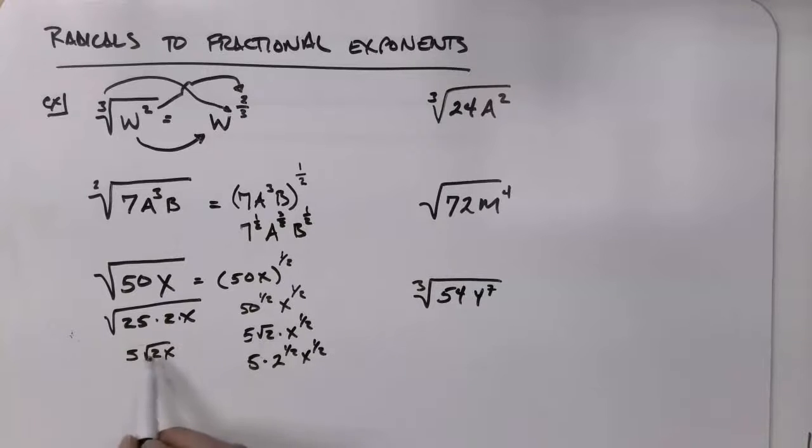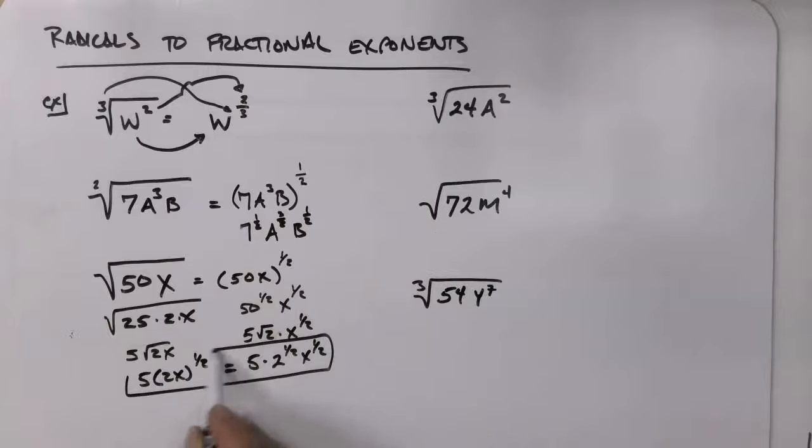Or you could do this from this step after reducing it, and you could say, well, would this be 5 times 2x to the 1/2? Both of these are equivalent statements right here. Okay. Let's jump over to here.